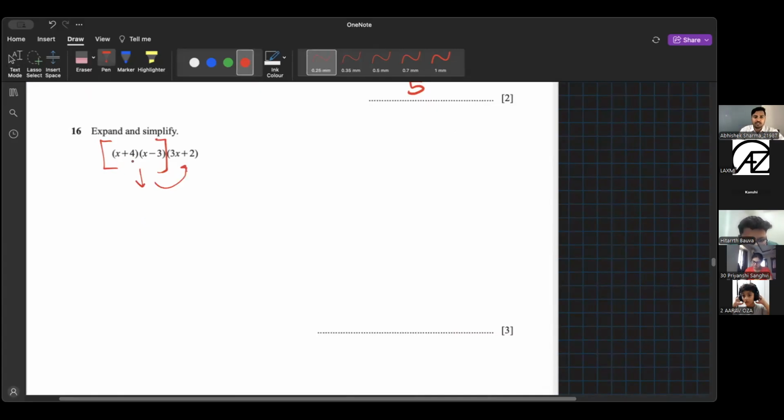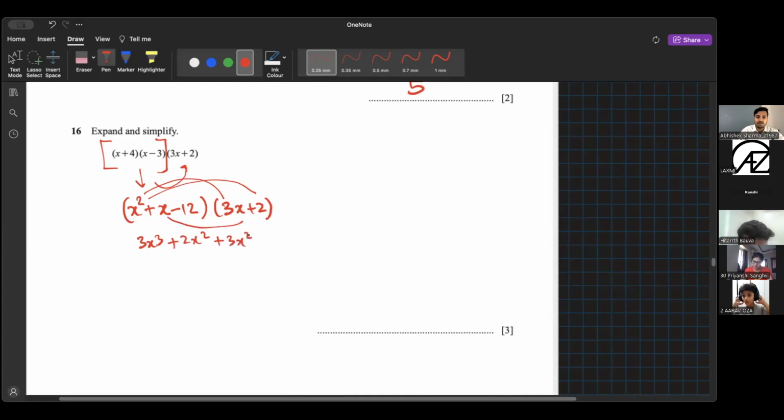So first two, x plus 4, x minus 3 is going to be x square plus x minus 12. And then we have to multiply this with 3x plus 2. So x square into 3x, 3x cube, x square into 2 plus 2x square. Now x into 3x plus 3x square, and x into 2 plus 2x, minus 12 into 3 minus 36x, minus 12 into 2 minus 24.